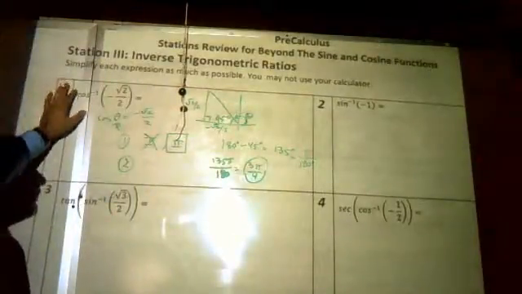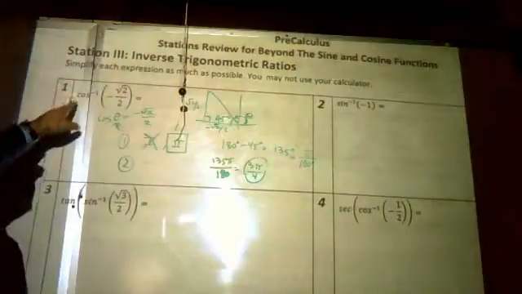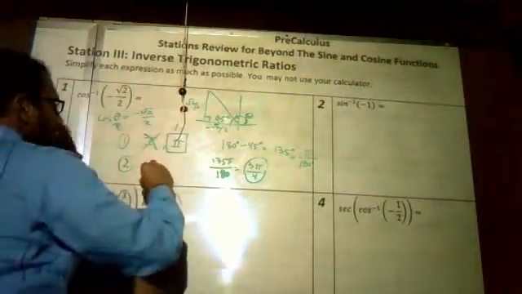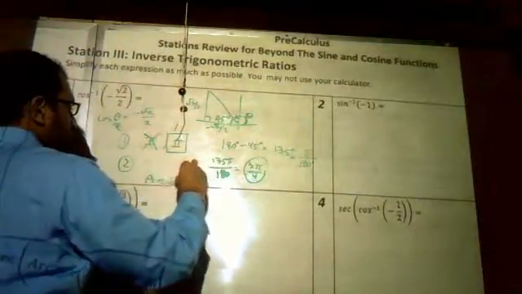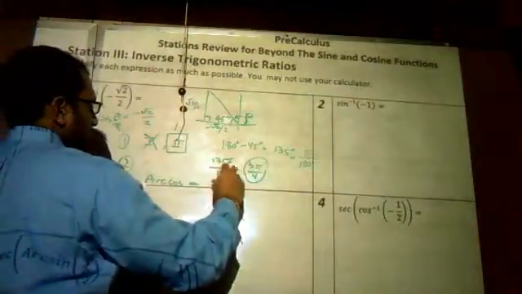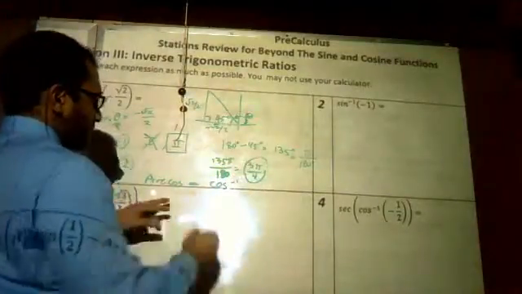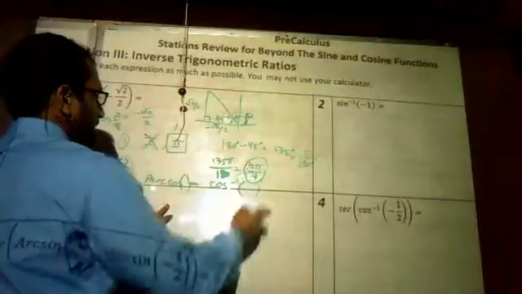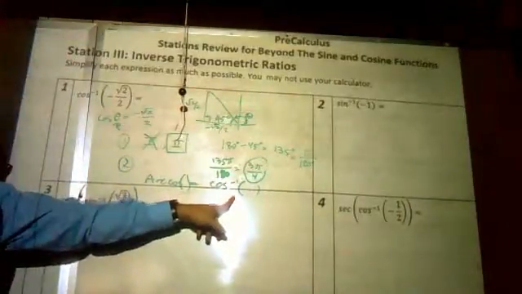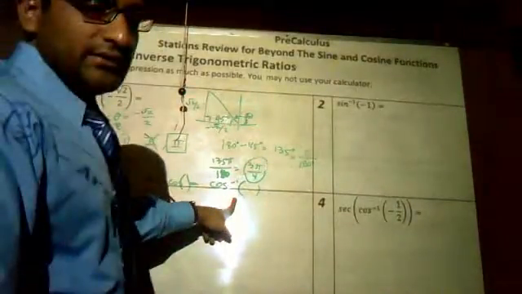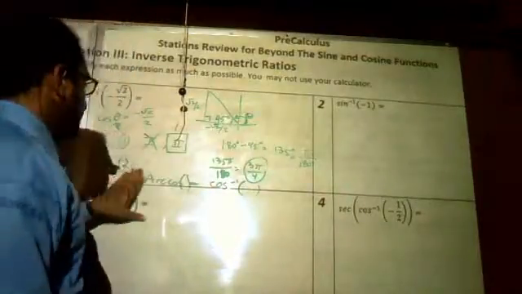So anytime we have an inverse problem, even if it's arc cosine, just to review, arc cosine is the same thing as the inverse cosine. So the arc cosine of something is the same thing as the inverse cosine of something. Okay? So that's the exact same thing, just to review terminology.